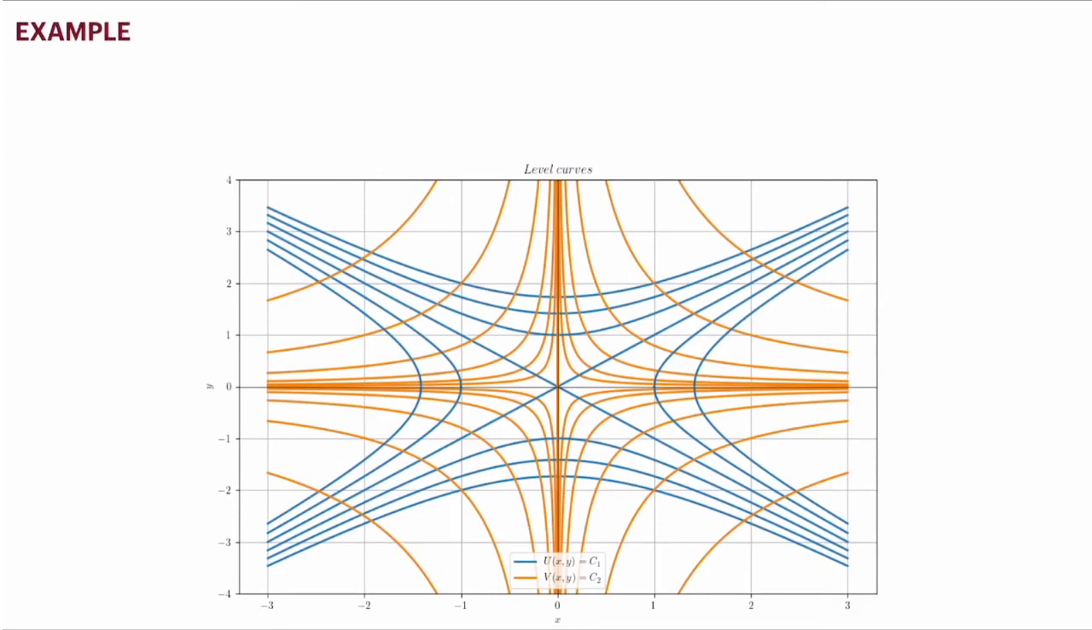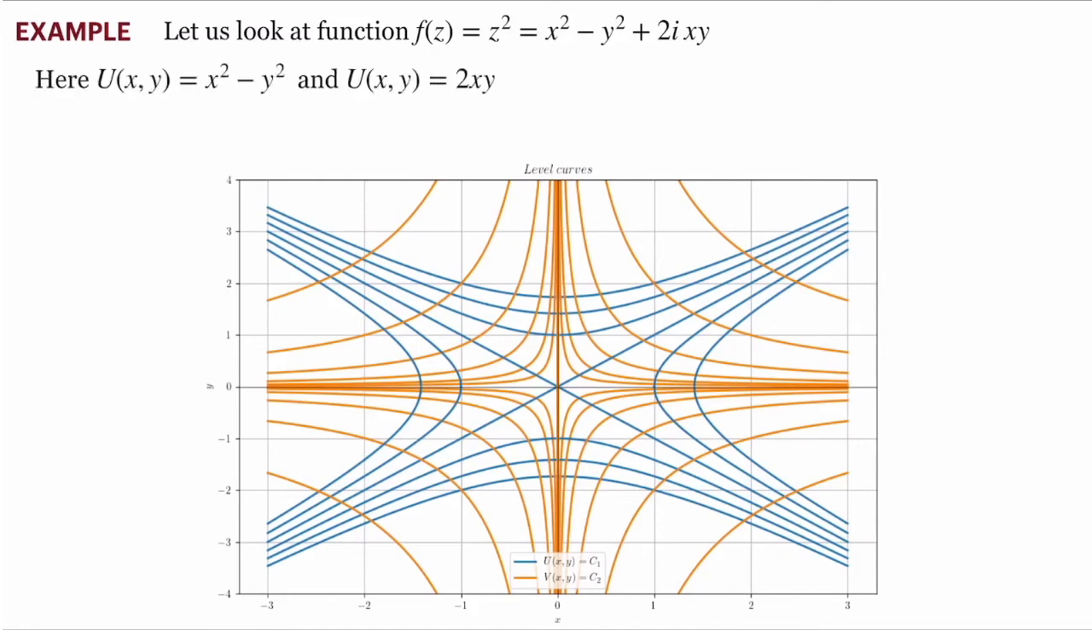So let's look at the example where we have f of z equal to x square plus y square minus 2i xy. So we have u as x square minus y square and v as 2xy. So we are looking at the curves x square minus y square is equal to c1 and 2xy is equal to c2. So you can see the curves.